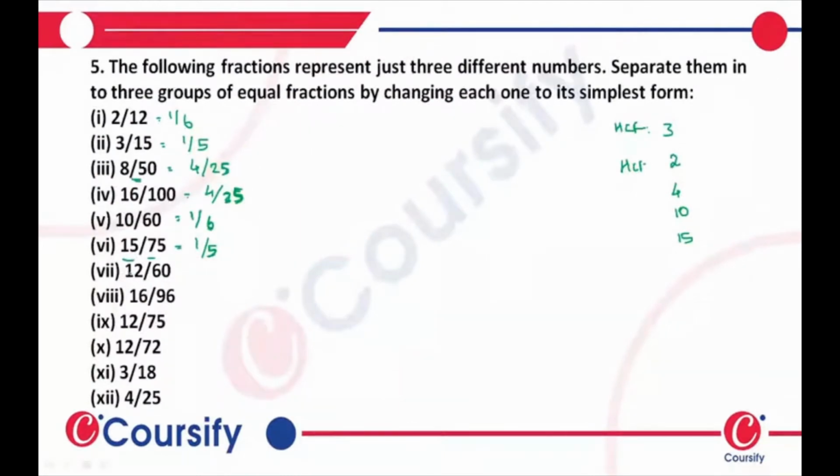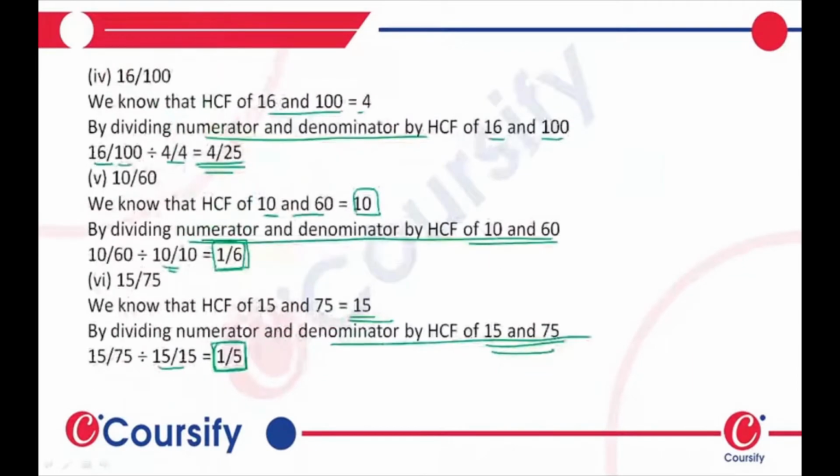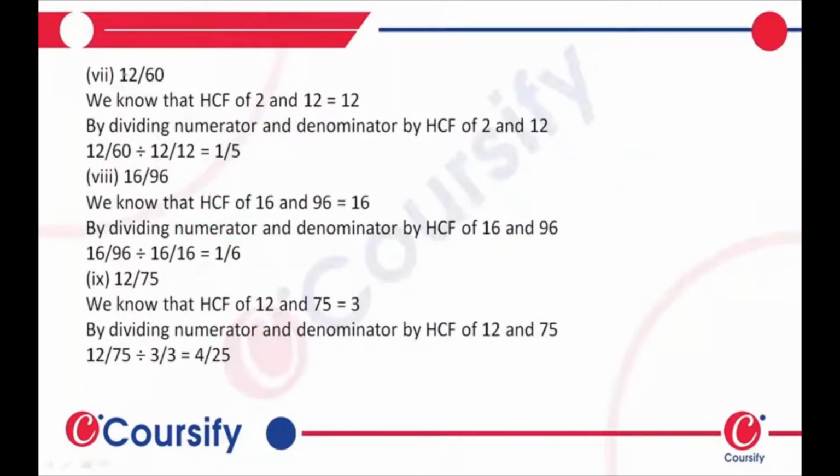Next question we have 12 by 60. Okay, so for 12 by 60 also the highest common factor is actually 12, because 12 times 5 is 60. So basically its HCF is 12. So it just becomes 1 by 5 because 12 into 5 is 60. So let's check 12 by 60. We know that the HCF of 12 and 60 is equal to 12.